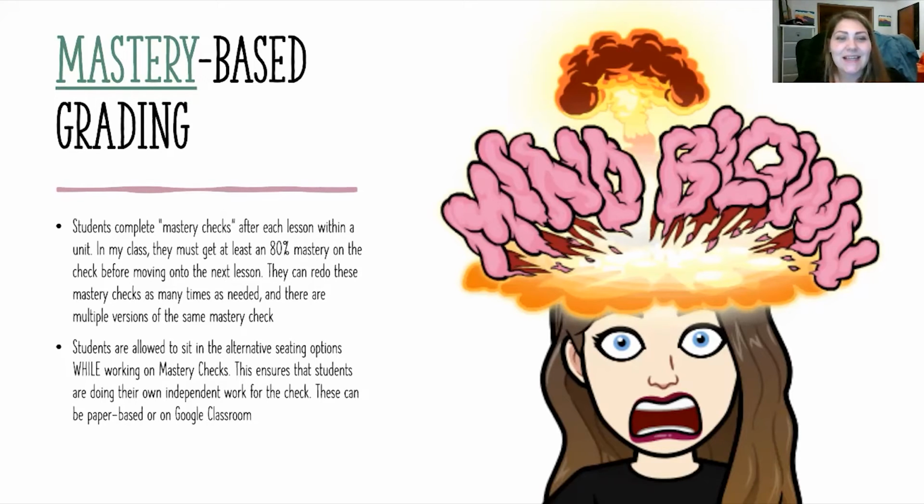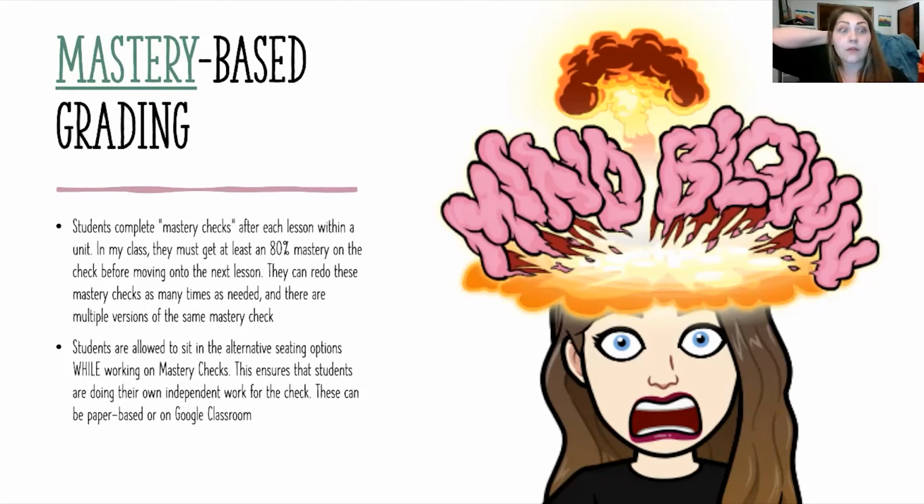Students are allowed to sit in the alternative seating options while working on mastery checks. I fully believe in collaboration. Students are allowed to help each other constantly. I even have a genius bar at the back of my classroom, so 2 students can go back there and work together if they want.